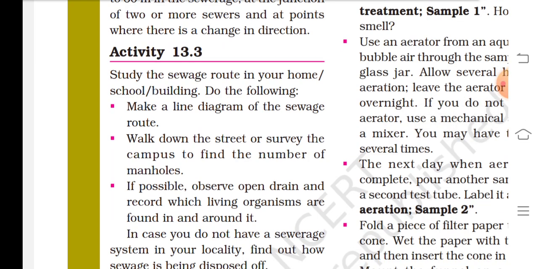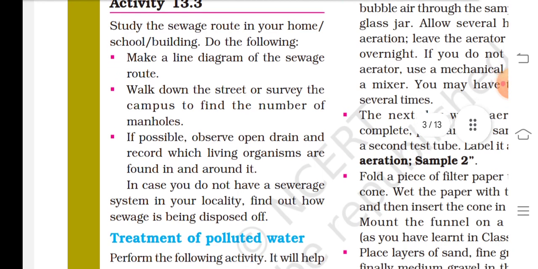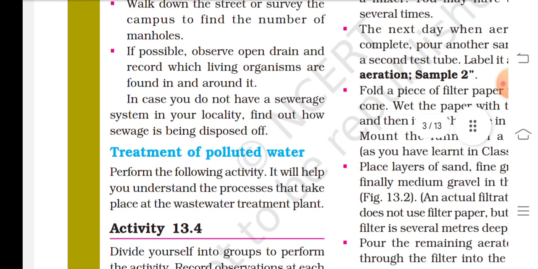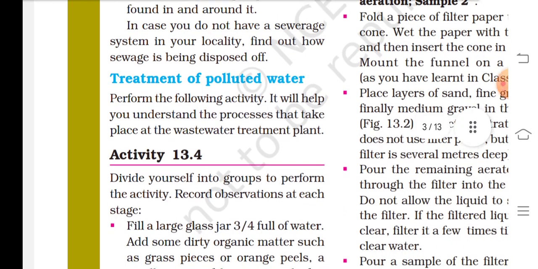Study the sewage route in your home, school, or building as follows. Make a line diagram of the sewage route. Walk down the street or survey the campus to find the number of manholes. If possible, observe an open drain and record which living organisms are found in and around it. In case you do not have a sewage system in your locality, find out how sewage is being disposed of.